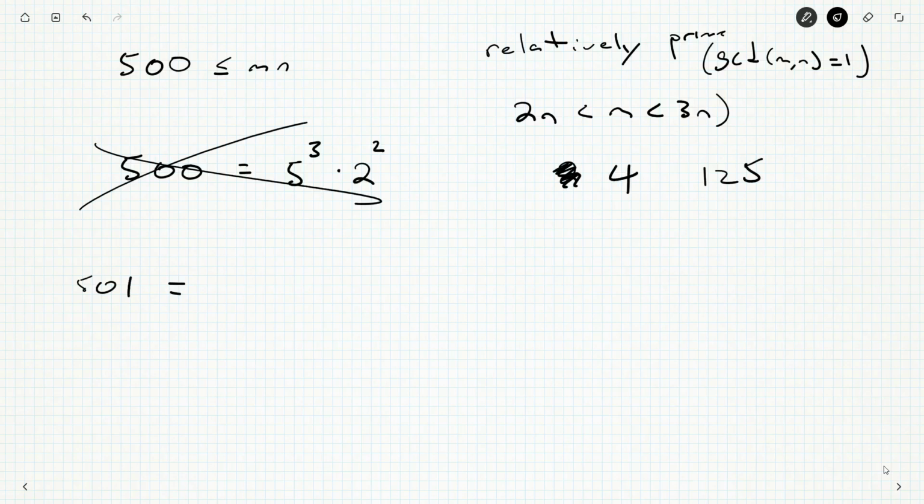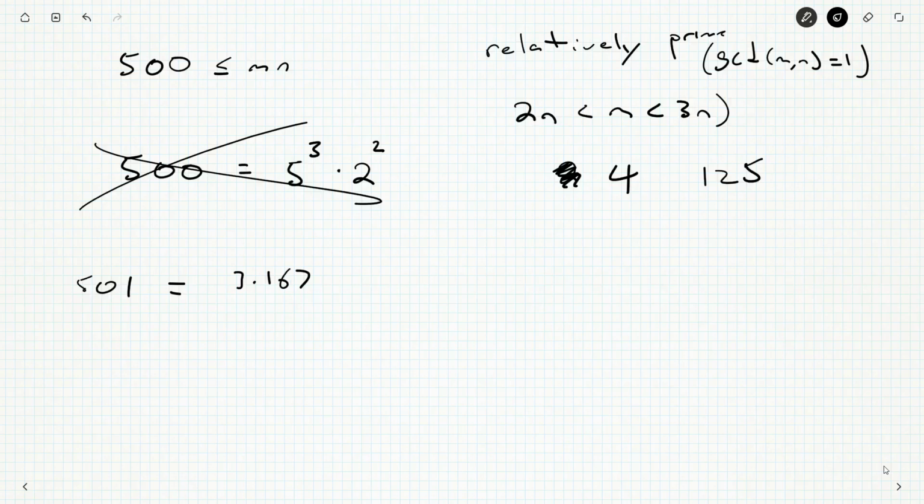501, let's prime factor 501. I'm not entirely convinced this is the fastest way to go about this, but I currently am at a loss for a better way. So it looks like this is 3 times 167. Okay.